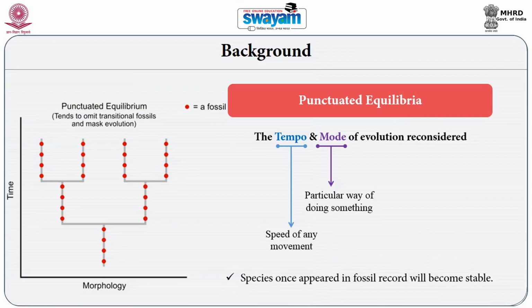Tempo means the speed of any movement. Mode means a particular way of doing something. So they reconsidered the concept of tempo and mode of evolution in fossils of species, and they came up with this theory called punctuated equilibrium.